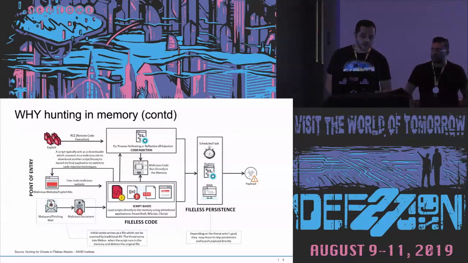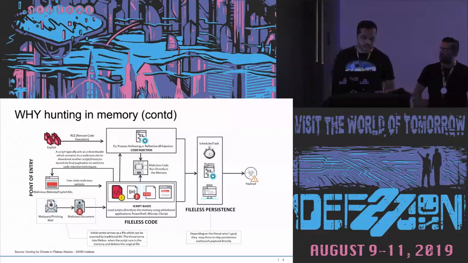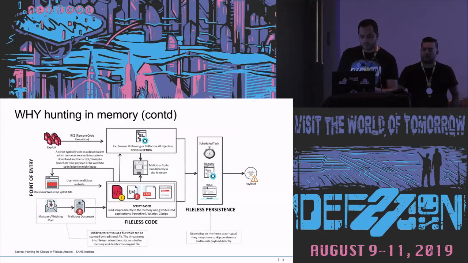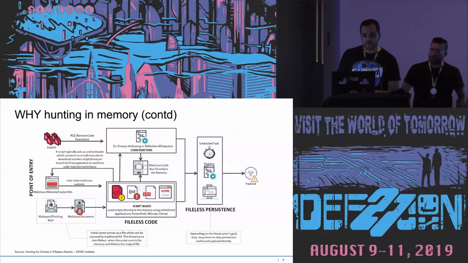So going back to the fileless state that I just mentioned, I really like this diagram that was taken from a SANS white paper. The idea here is that from the diagram you can see where code injection comes into play in the fileless attack scenario. This series of techniques is mostly used as stages in a staged attack.